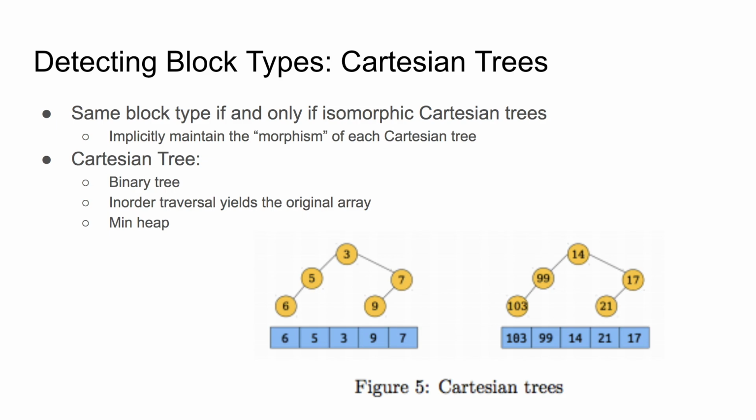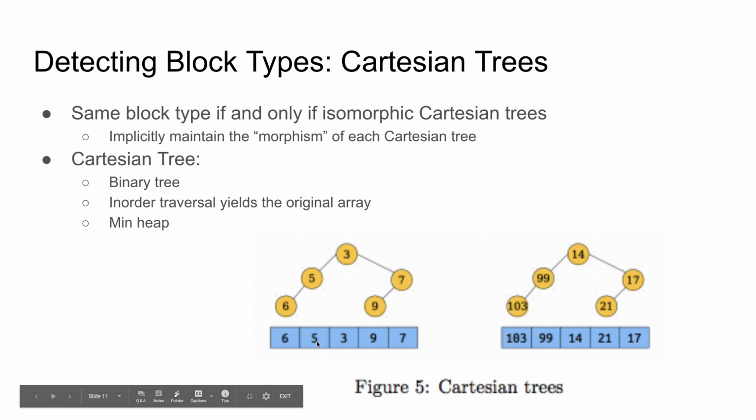And the reason why these Cartesian trees correspond to our block types is that two arrays have the same block type if and only if they have isomorphic Cartesian trees. It's actually a fairly simple proof. And by isomorphic, I mean same shape. If we prove an if and only if, you basically have to prove each direction. If we prove the forward direction, as in if block 1 is similar to block 2, then they have isomorphic Cartesian trees. Well, our Cartesian tree is built such that the root is going to be the minimum of the entire array, and then its left and right children are going to be the Cartesian trees of the subarrays.